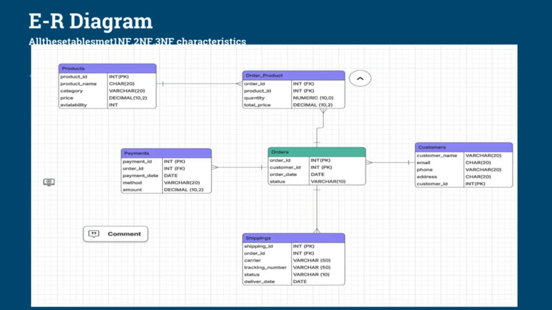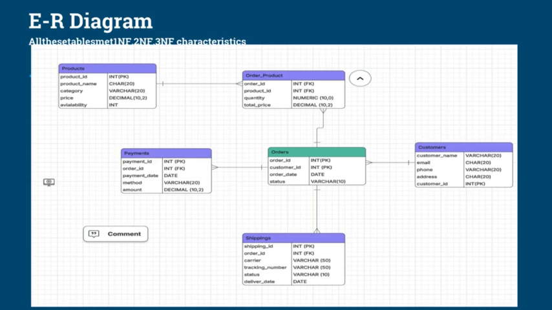So for example, an order will contain a lot of products, like a person buys multiple things and puts them in the same order, and then one product can be bought by many orders. So for example, a pencil gets bought by a lot of people, so that means they have a many to many relationship.